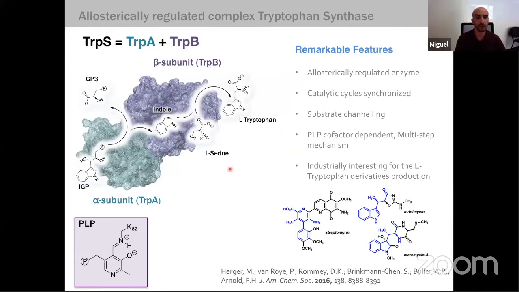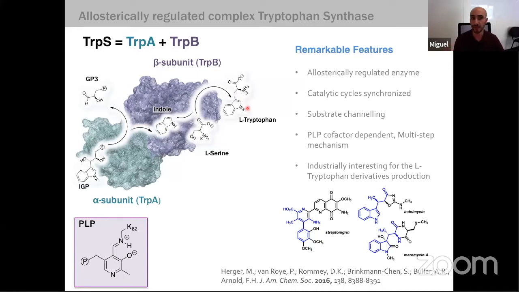Okay, first let me introduce the enzyme. It is tryptophan synthase, an allosteric complex that consists of two different subunits, TRPA and TRPB. Basically, the mechanism is that after the aldolic cleavage of the IGP in the TRPA subunit, the product of the first reaction diffuses along an internal tunnel to react with L-serine that has been previously bound to the PLP cofactor. And then the tryptophan is produced.